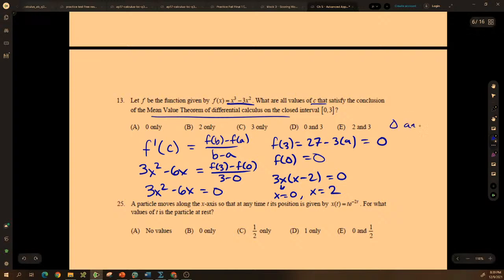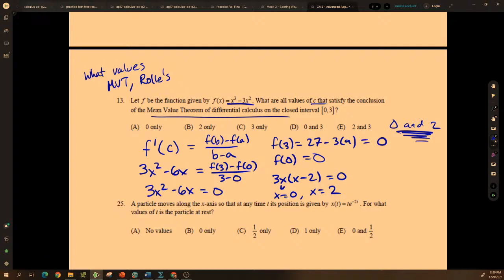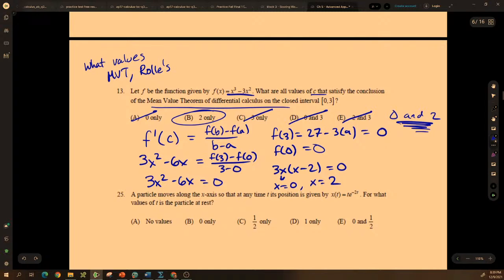Now, interestingly enough, they didn't put 0 and 2 as an answer choice. If they had put 0 and 2 as an answer choice, some of you guys might have picked that and gotten it wrong. But for the mean value theorem, if they're asking what values satisfy MVT or Rolle's, they cannot be the endpoints. Okay, they cannot be the endpoints. So anything with 0 or 3, I can actually get rid of. And I didn't even have to solve anything here. So that's kind of funny.